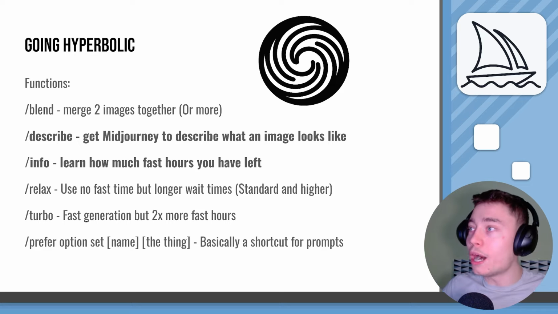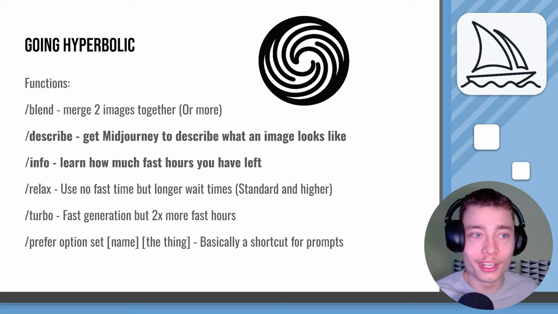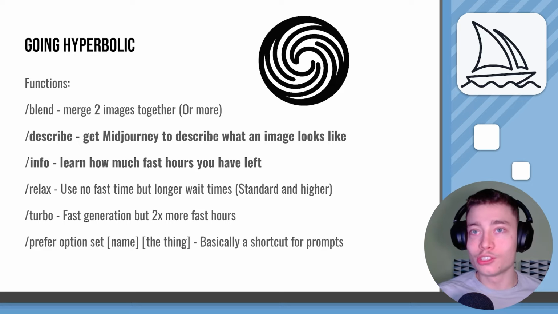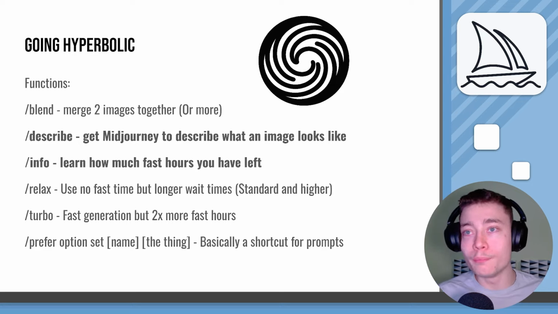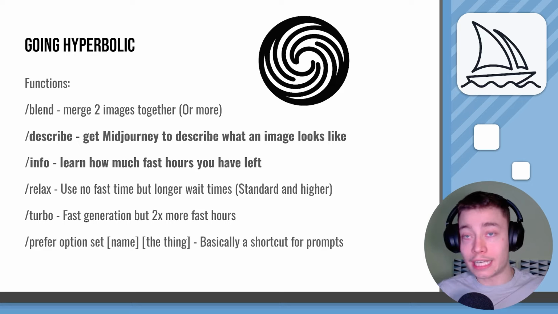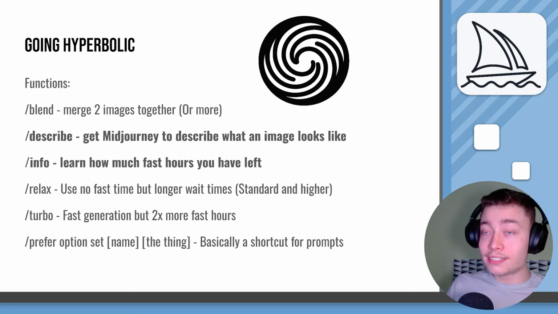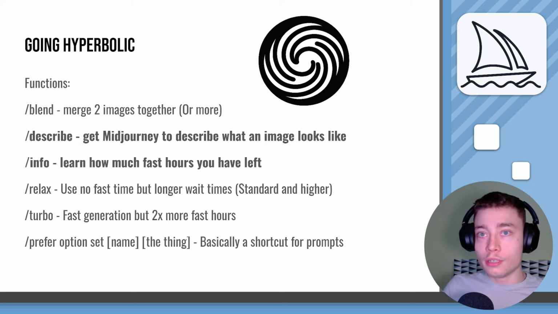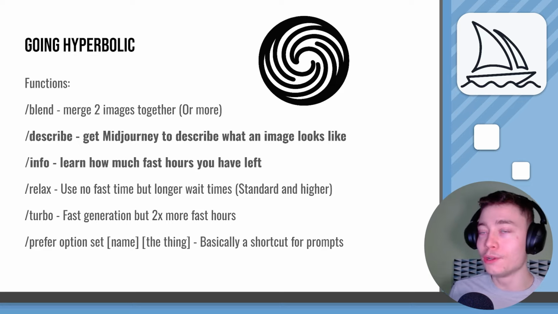And this is why it is so key to know every single feature. The more features you know, the more you can get out of this tool. So if you know these functions, you already have a massive advantage over the people that don't know them. Like the describe function. This is one of my favorites. This can teach you prompting. This alone can improve your prompting so much. And it's crazy how many people don't know about this.